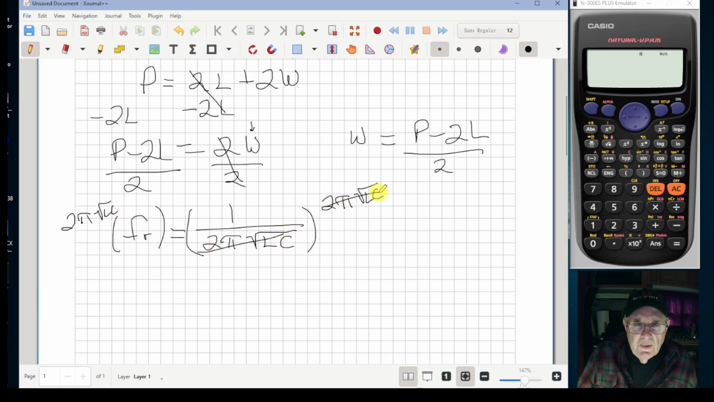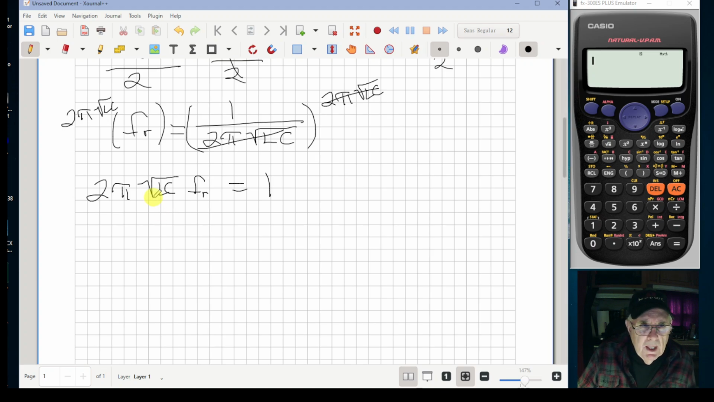This cancels with this. Now, if you have adding or subtracting going on in your denominator, you could have some issues there. But most of the ones that we're dealing with don't. Okay, so now we have a new equation: 2 pi times the square root of LC times our resonant frequency is equal to 1. That's what's left over here. All right, great.